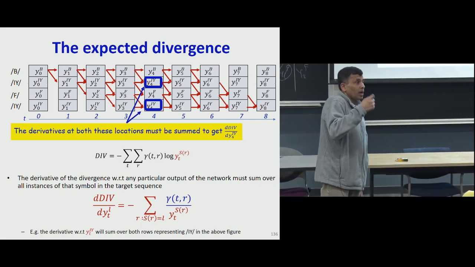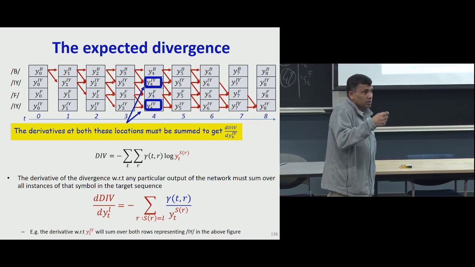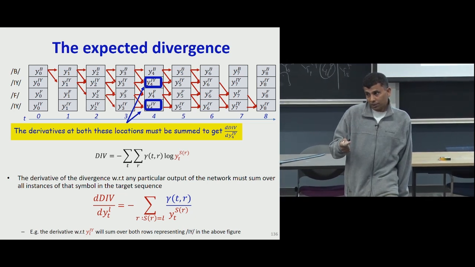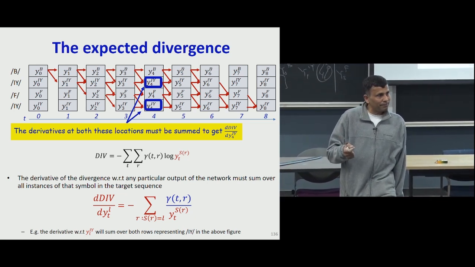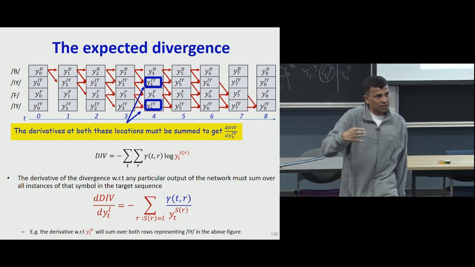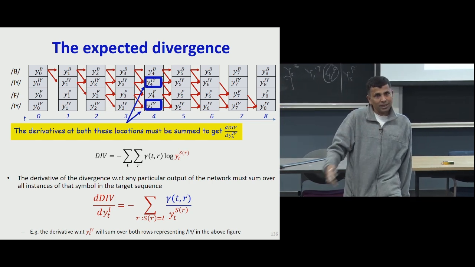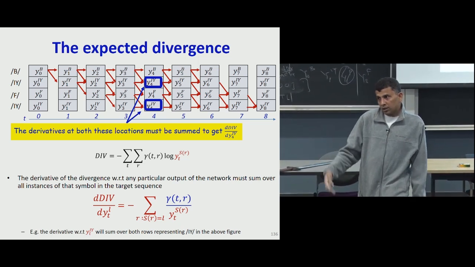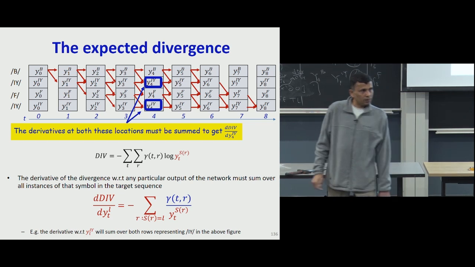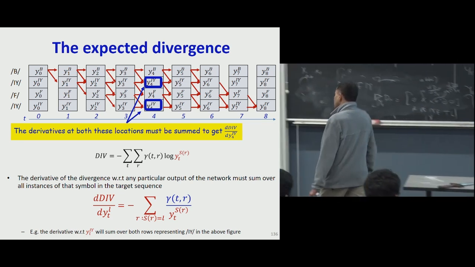And we've also figured out how to compute the derivative of this divergence with respect to every single probability term output by the network at each time. Which means now we have the derivative of the divergence with respect to yt at each time. And this can be used, in further backpropagation, to compute the gradients for all of the parameters of the network.